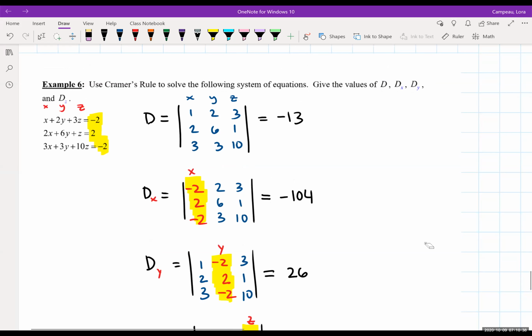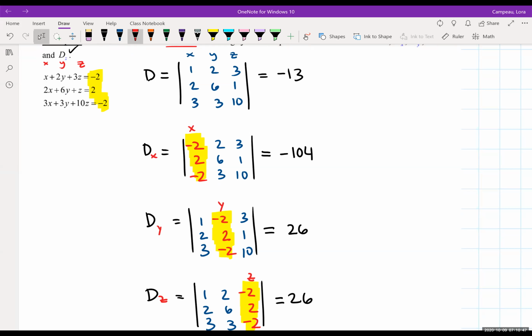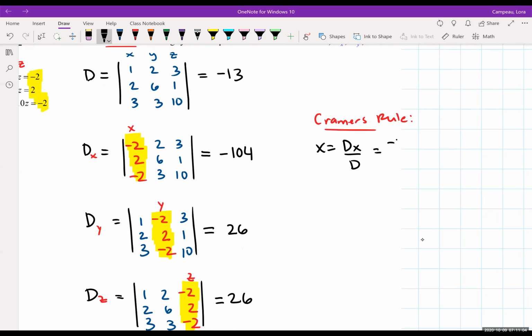We have given the values of d sub x, d sub y, and d sub z. The very last thing is we need to solve the system. So this is what Cramer's rule is going to help us out with. Remember, with Cramer's rule, we're going to have x equals d sub x over d. So let's take our values. D sub x is -104 over -13. And then we try to simplify it if possible.